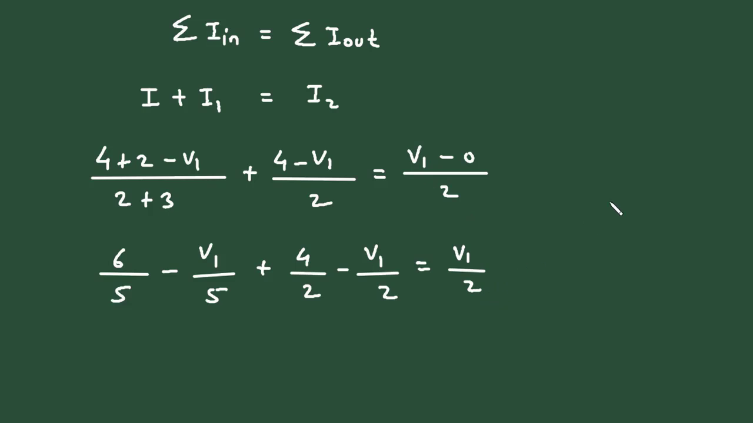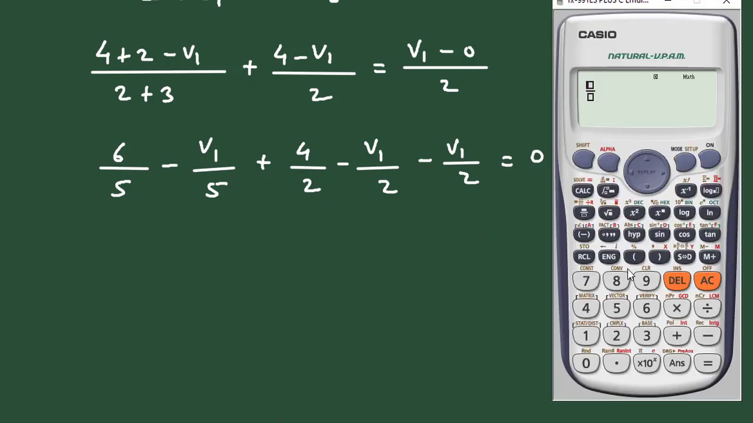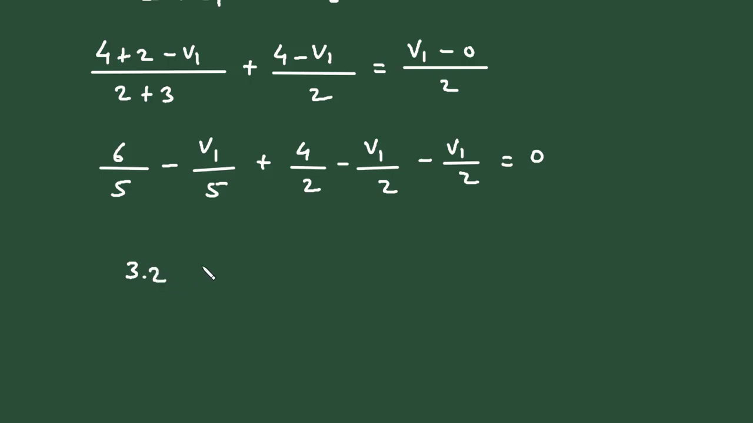Or we can directly take this on this side, so it will be minus V1 divided by 2 is equal to 0. Now here this 6 by 5 plus 4 by 2 is constant, so we will solve this. 6 divided by 5 plus 4 by 2 is 3.2.